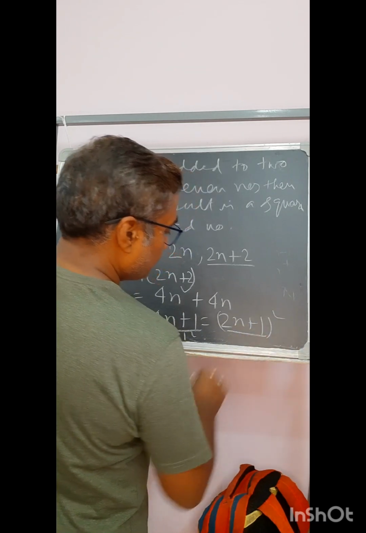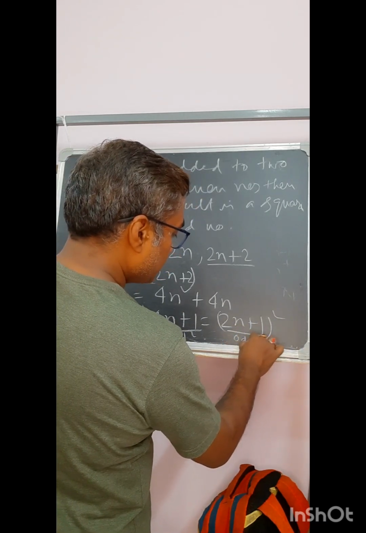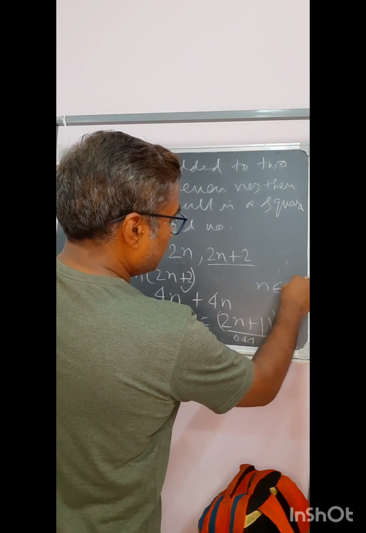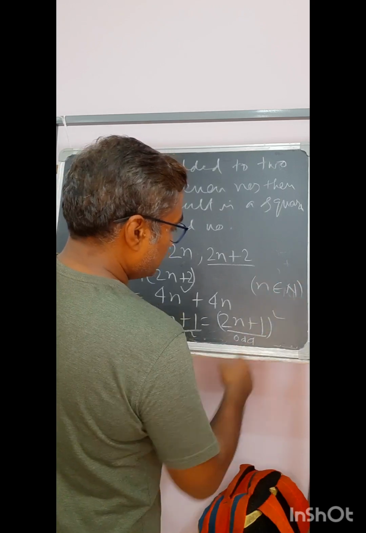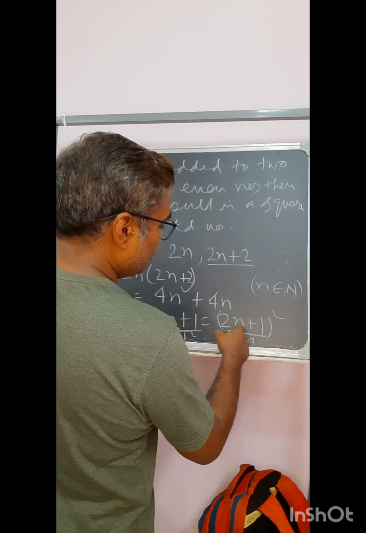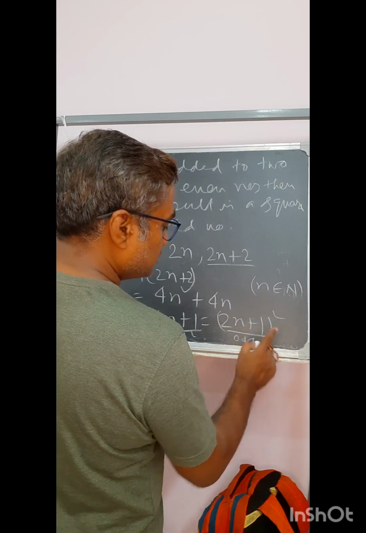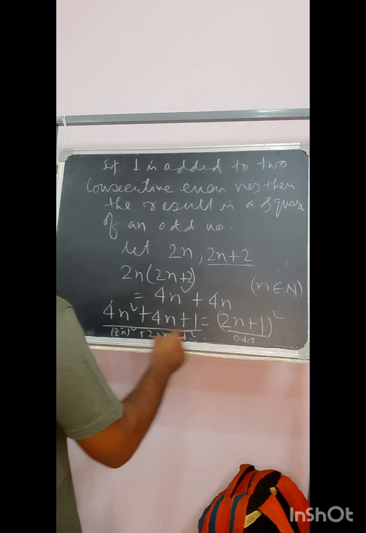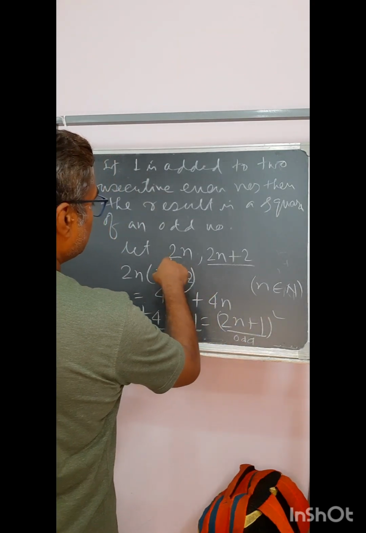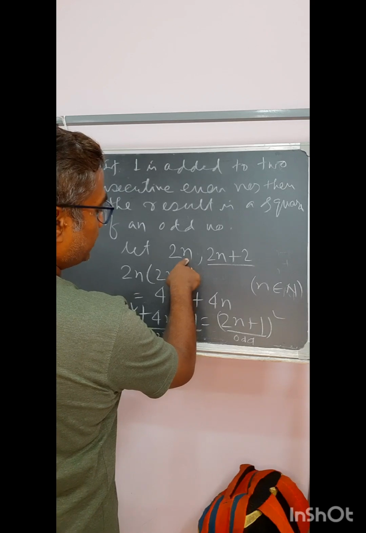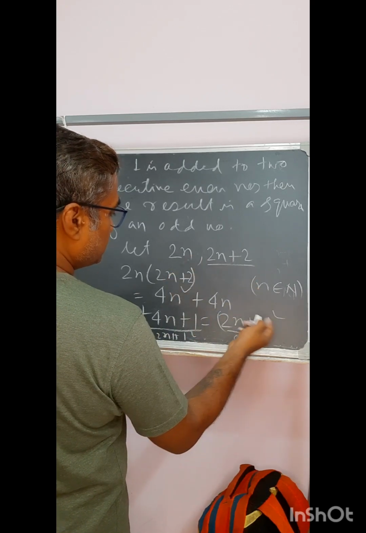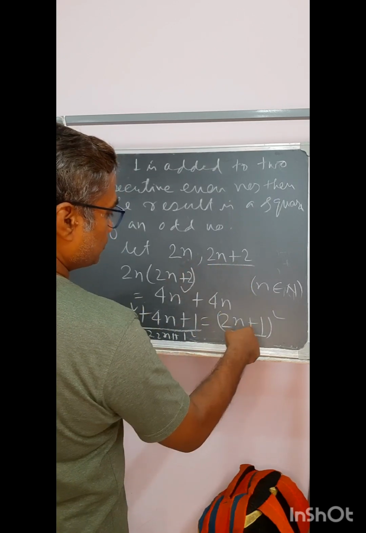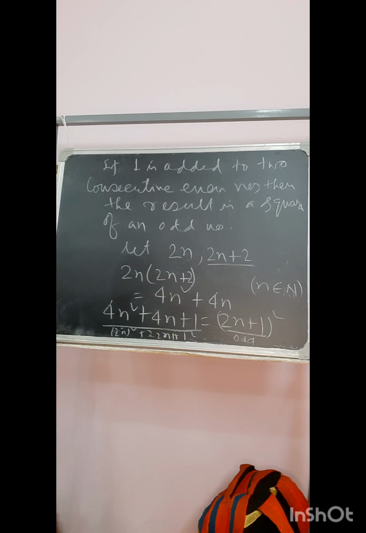Now this is an odd number definitely, because for any value of n, which is a natural number, 2n plus 1 is an odd number, and the square of that is also odd. So this is an odd square. Now where does this 2n plus 1 lie? The next number to 2n is 2n plus 1, because consecutive numbers differ by 1, so it is lying in between 2n and 2n plus 2 definitely. So this proves the theorem.